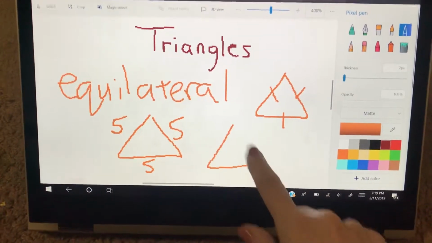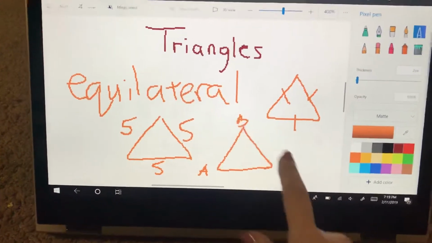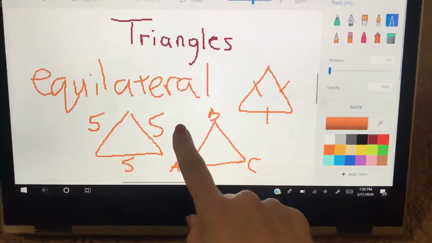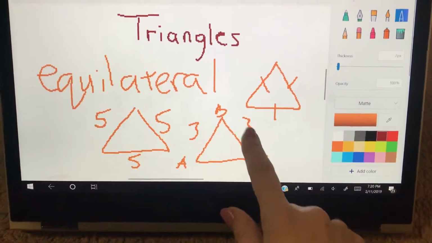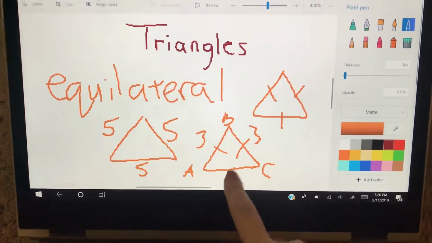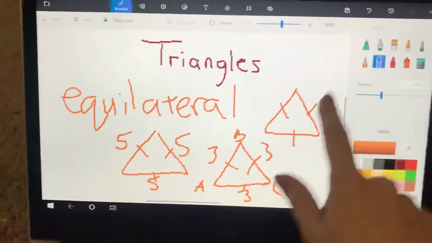And I'll do one more example. This time I'll label the points A, B, and C. So the length from A to B is 3, the length from B to C is 3, and the length from C to A is also 3, making the triangle equilateral because all the sides are equal to each other.